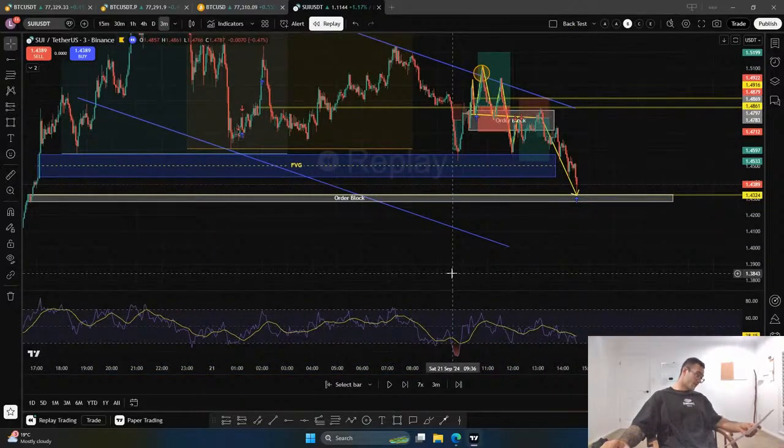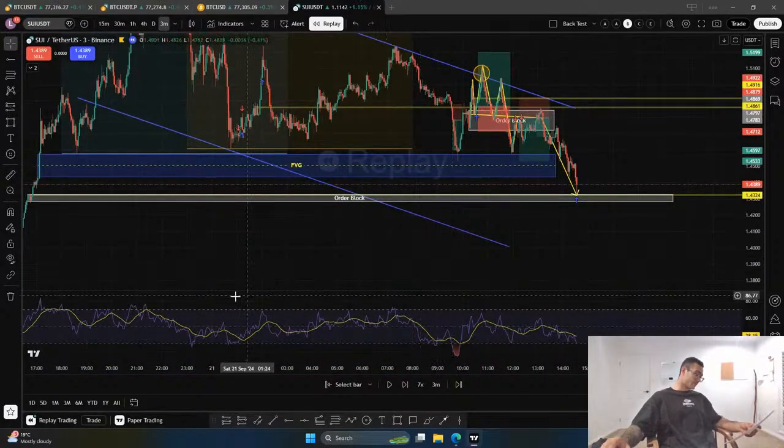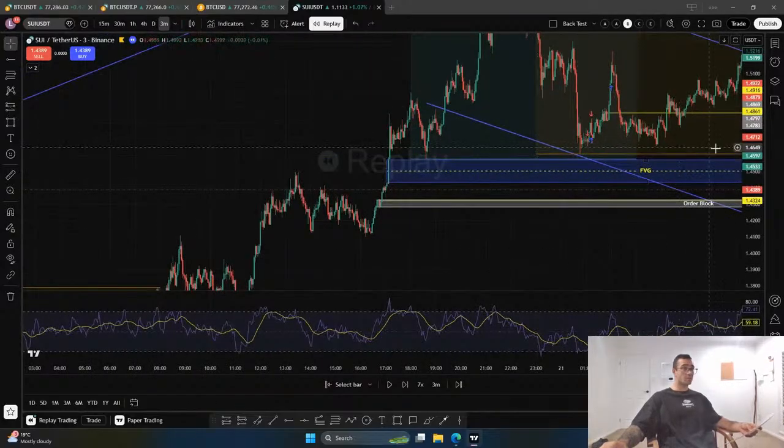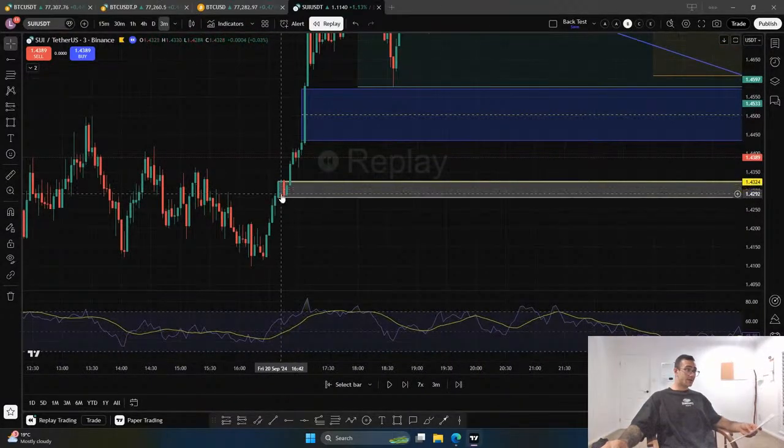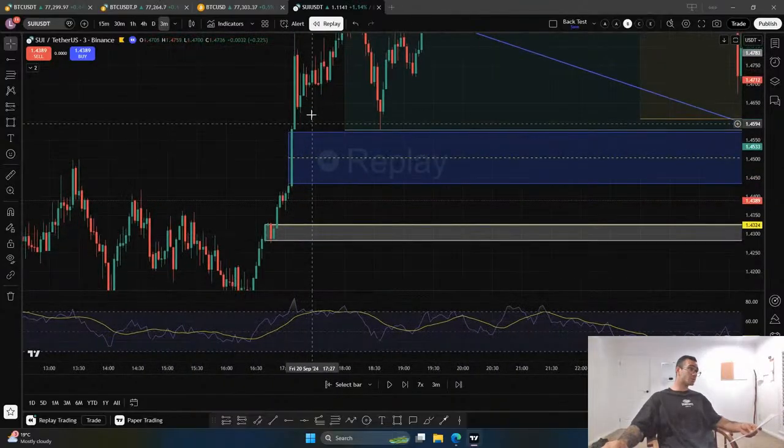Now let's strip it down. An order block is typically the last bearish candle before a strong bullish move. What is this? It's the last bearish candle before a strong bullish move.